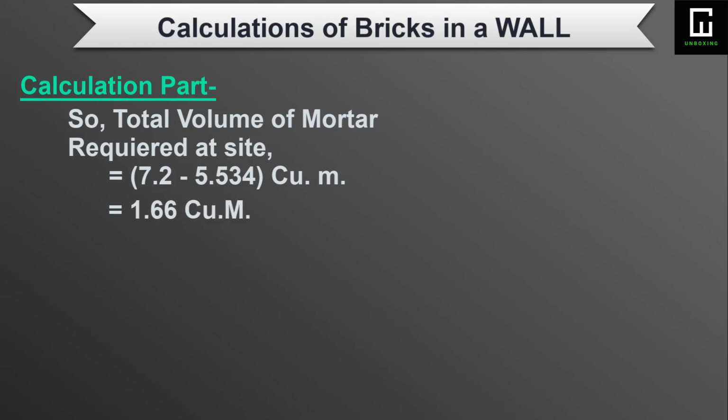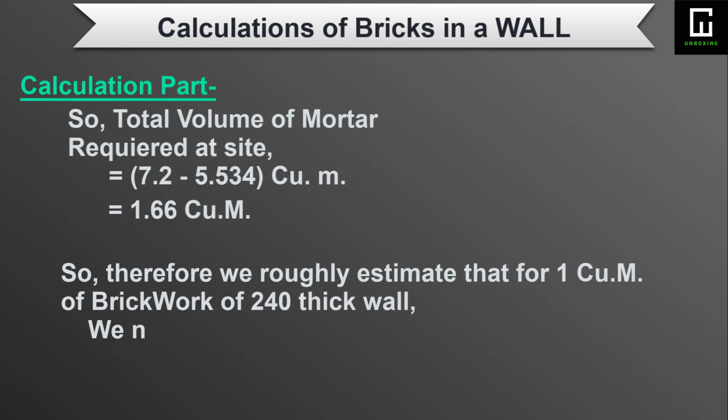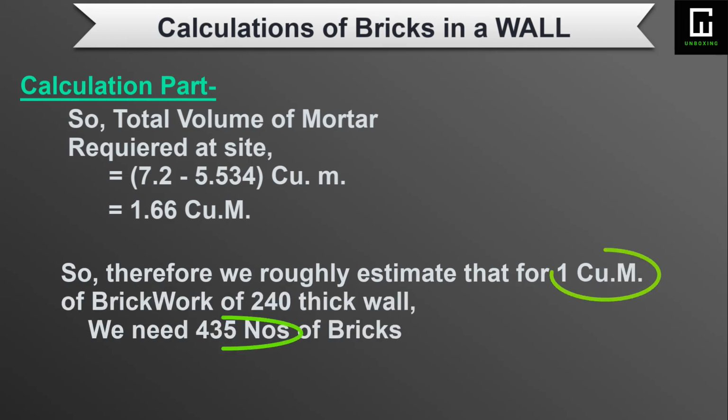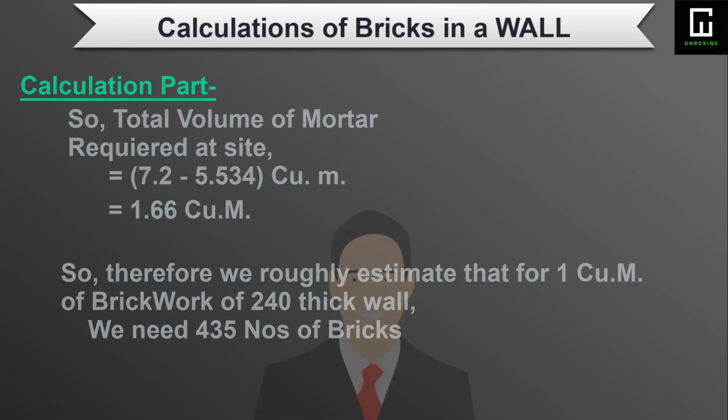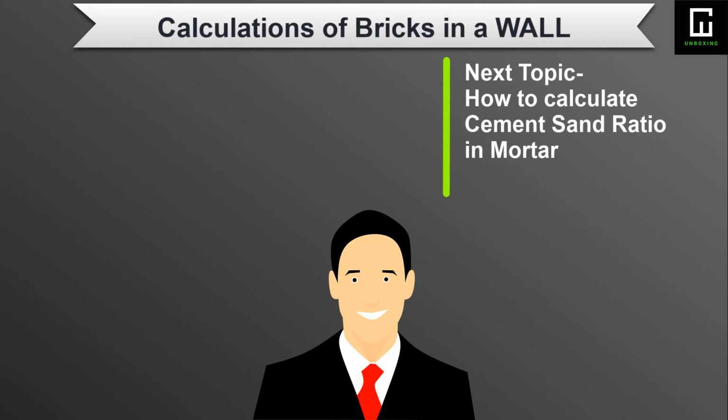So we can roughly say that for 1 cubic meter of brick wall construction, we require 435 bricks. So I think all of you have got the concept very clearly. In the next video, I will show you how to calculate the cement sand ratio for the mortar which is used in this brick wall. So don't miss the next upcoming video.